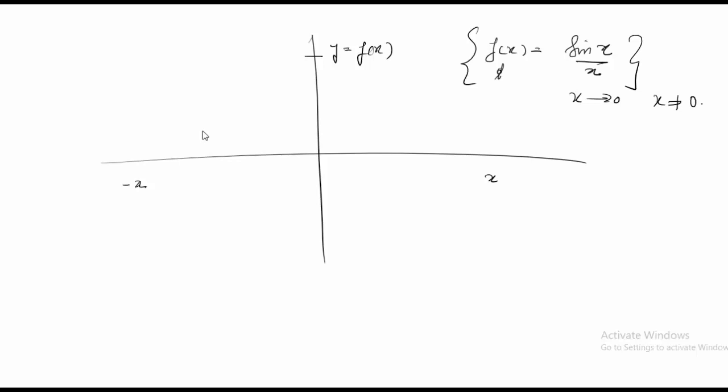So the graph will be moving close to 0 and it will move around 0. So you are not considering a case where it is equal to 0, but in the vicinity, as it is approaching close to 0, it will be equal to 1 here.